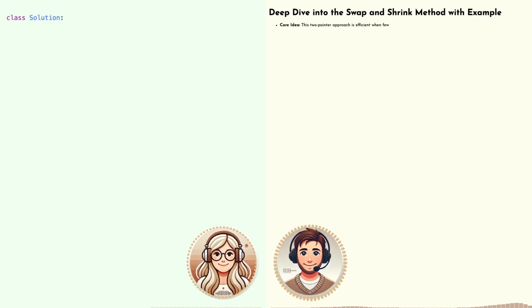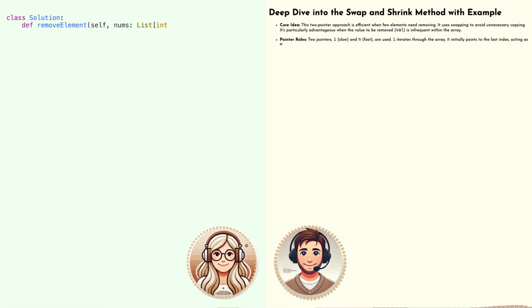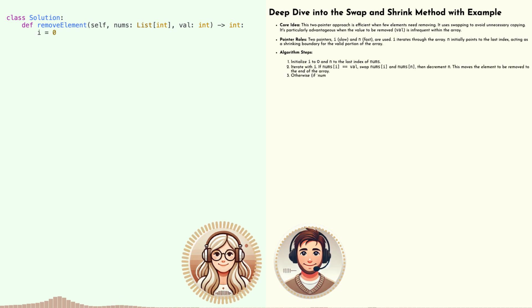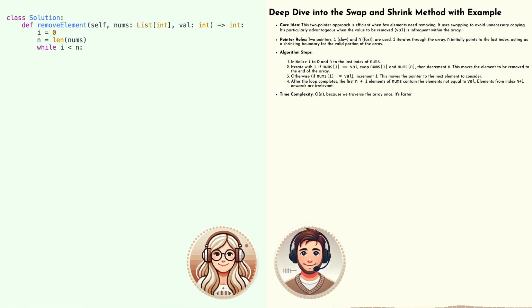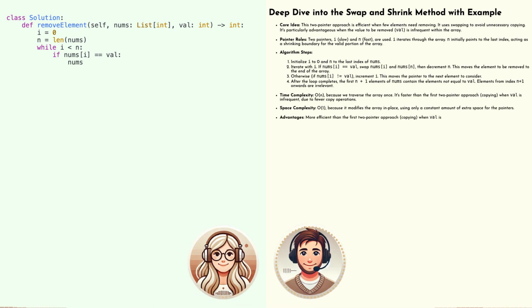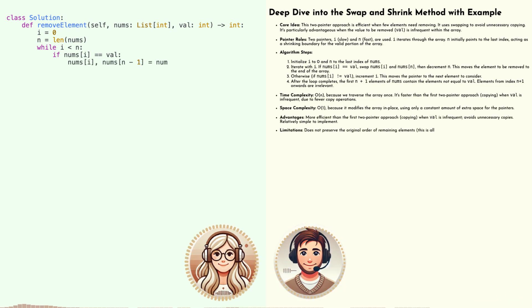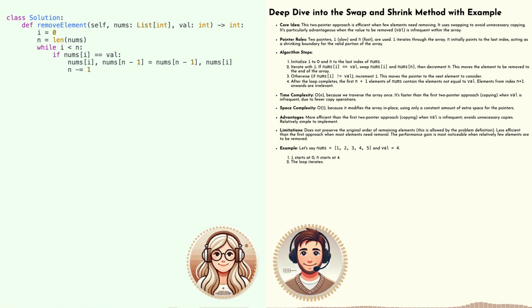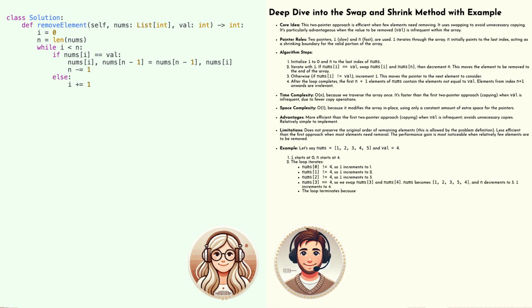Now let's talk about that other contender, the optimized swap and shrink method. You know, the one that's like surgically removing grains of sand from a beach. Yes, I love that analogy. This method is all about minimizing unnecessary steps. Okay, so remind me how this one works again. We still have our two pointers, I and N, right? That's right. I starts at the beginning as always, but this time N starts at the very end of the array. Okay, so N is our boundary marker defining that active zone where we're still making changes?